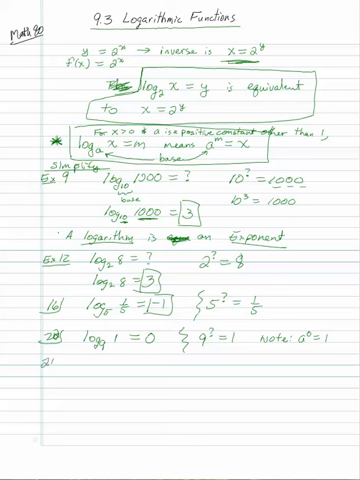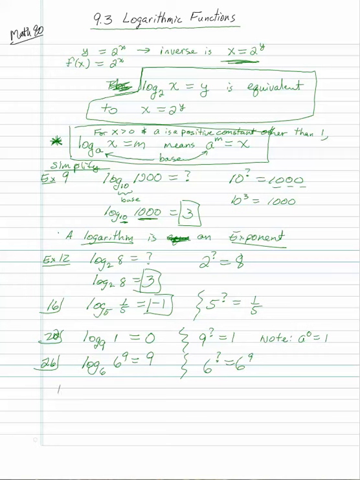Okay, 26 is interesting. Log base 6 of 6 to the 9 equals. So we're saying 6 to what power equals 6 to the 9th? Well, obviously it's going to be 9. And this brings up a property that we have too.